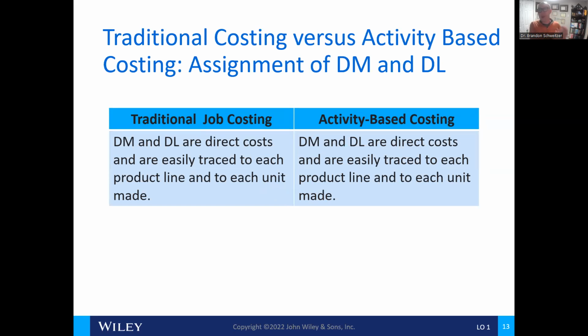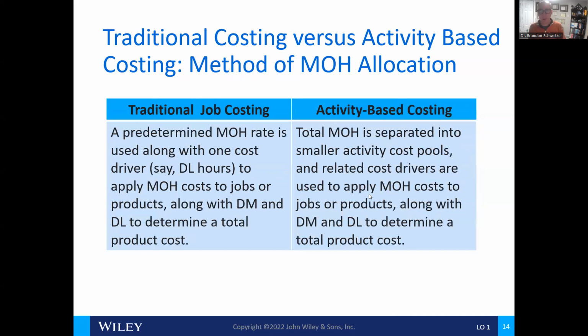which is much different than the activity-based costing model, where the direct materials and direct labor costs are easily traced to each unit, and it's more accurate because we use the cost driver approach, such as direct labor hours.